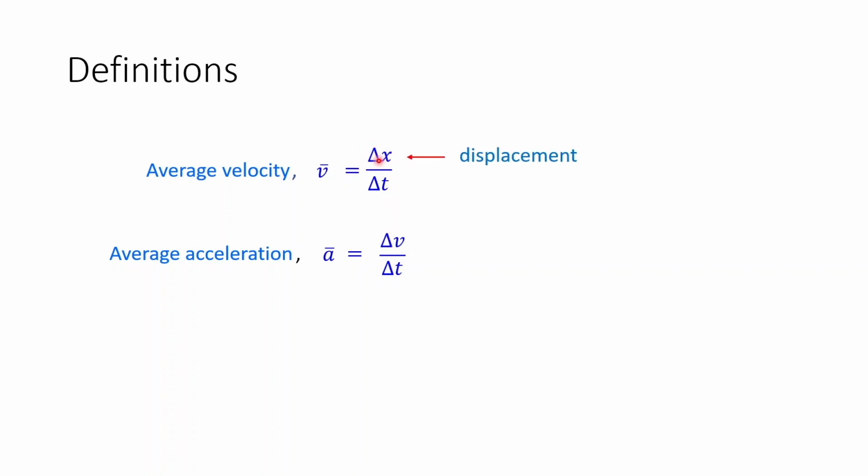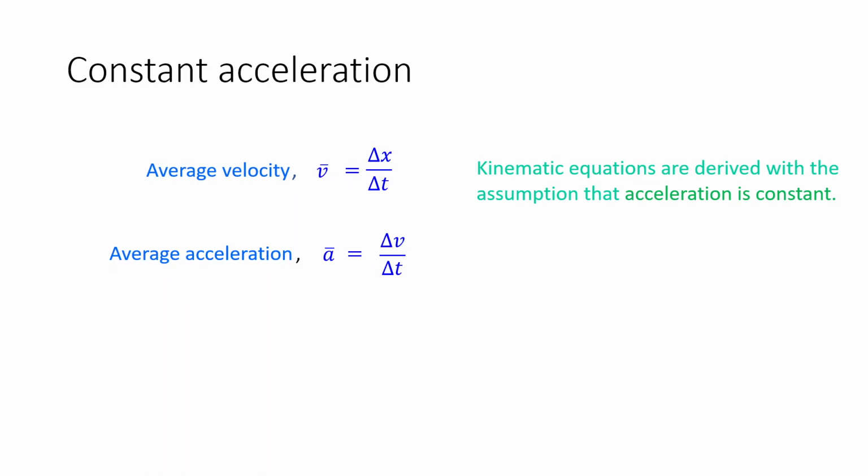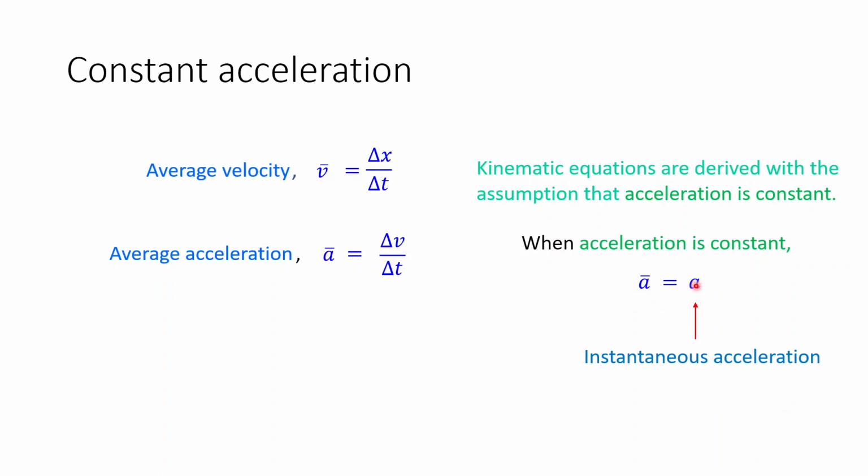delta x is the displacement of the object in a time interval delta t, and delta v is the change in velocity of the object in the time interval delta t. We derive the kinematic equations with the assumption that the acceleration of the object is constant. When the acceleration is constant, the average acceleration over a time interval is equal to the instantaneous acceleration at any moment within the time interval.